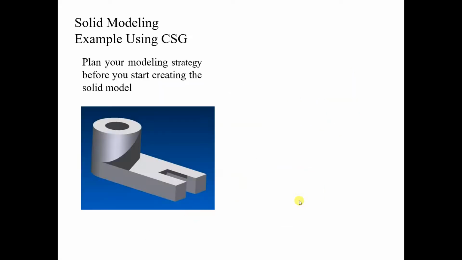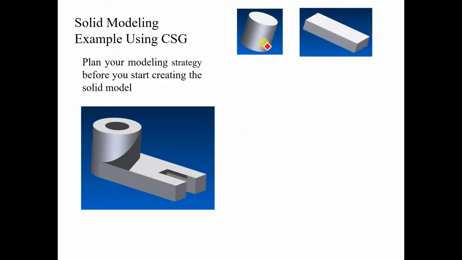So next is constructive solid geometry. Using Boolean operations we will construct this. Suppose we are designing this solid model using constructive solid geometry, then first we have to plan. We have to plan the strategy before we start creating the solid model. So we have to plan how we are going to create the solid object. Let's see one example of how we can plan. Okay, so two solid objects, one cylinder and one box.